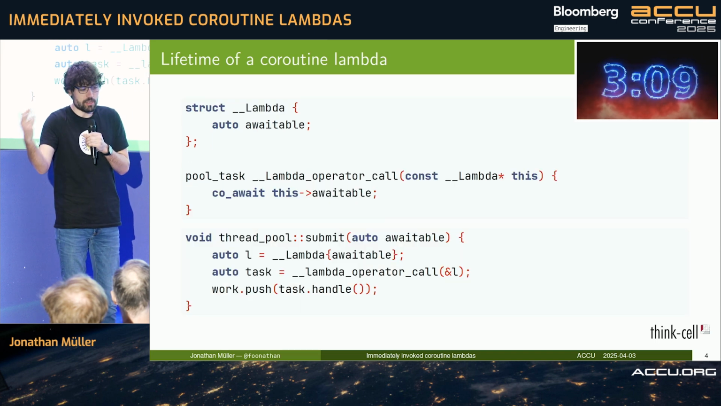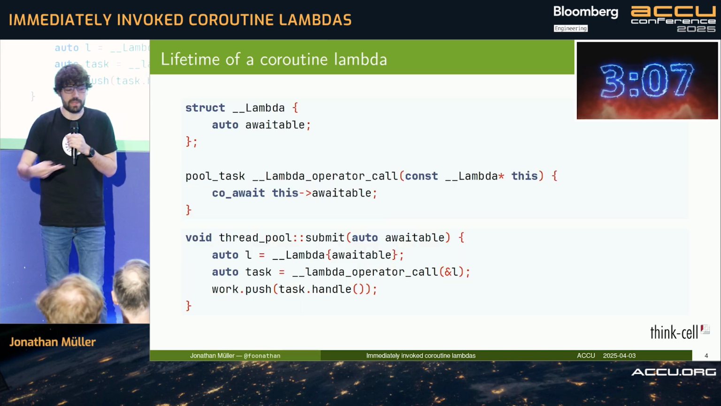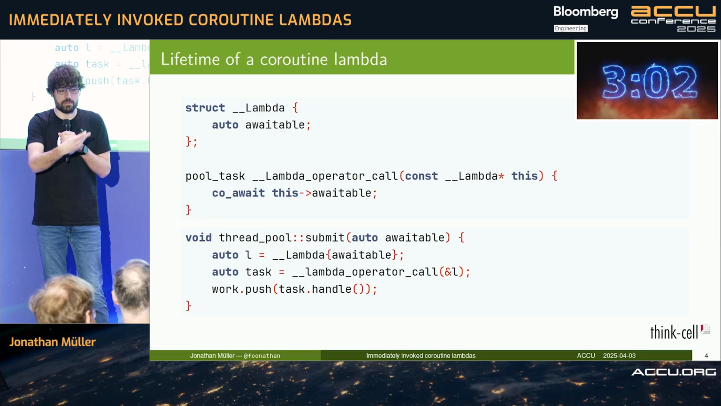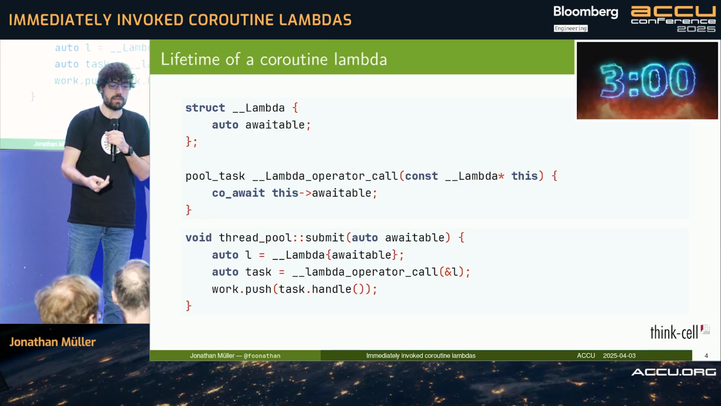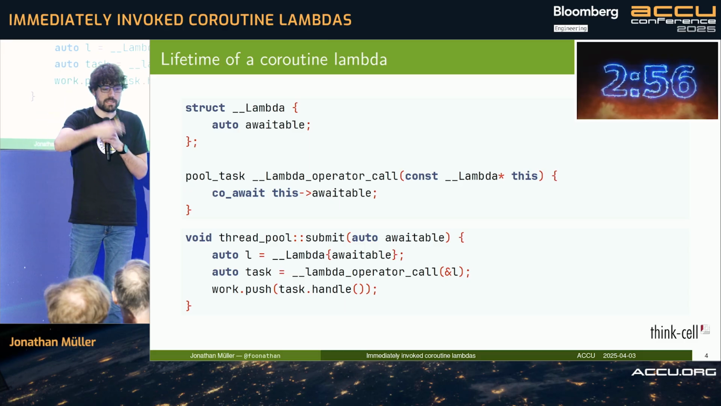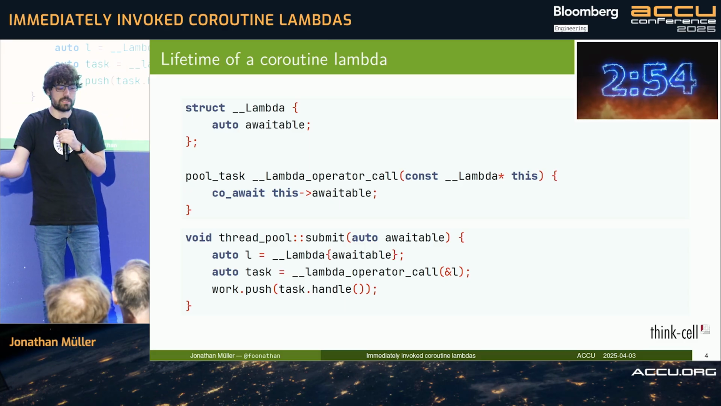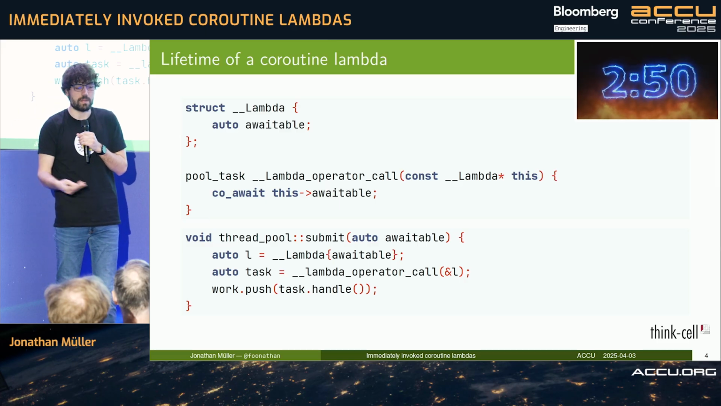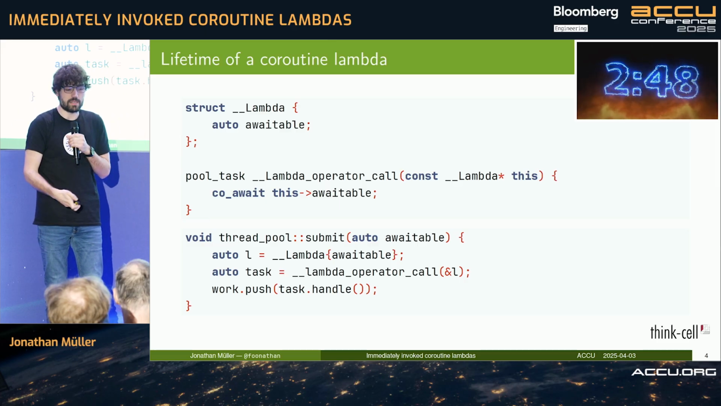It's really obvious if you look at the lowering. So the compiler creates a lambda that stores the awaitable. Then it has a call operator that takes a pointer to the lambda. We await this. And then, as you can see here, we simply pass the lambda, as a local variable, by pointer to the call operator. The pointer then gets copied into the coroutine, and when we later resume it, we crash. So if you've got an immediately invoked coroutine lambda, this just doesn't work. The lifetime isn't correct.